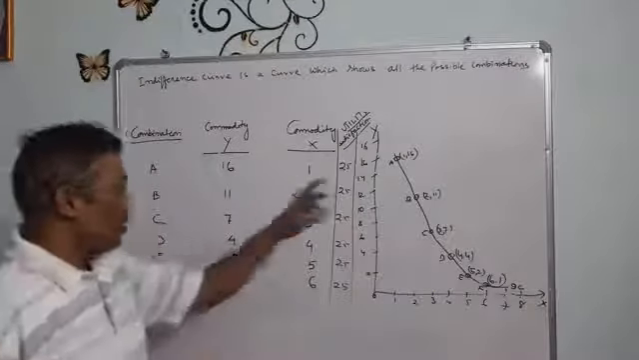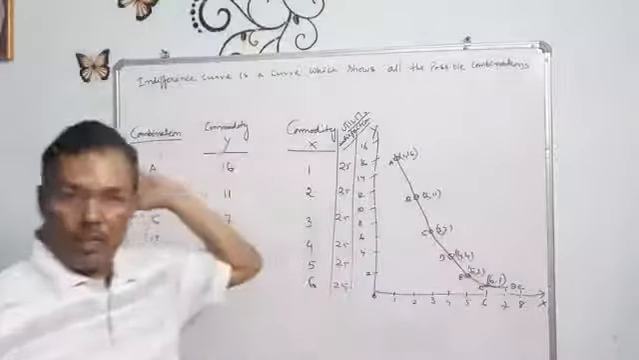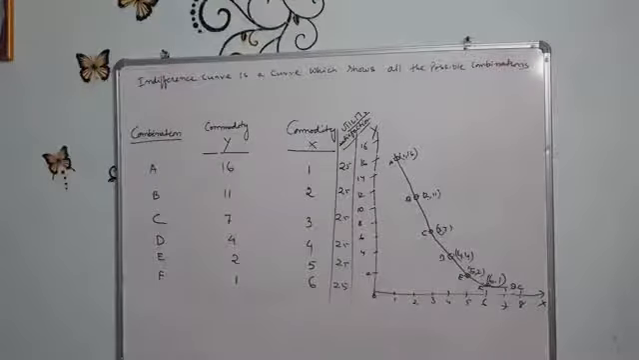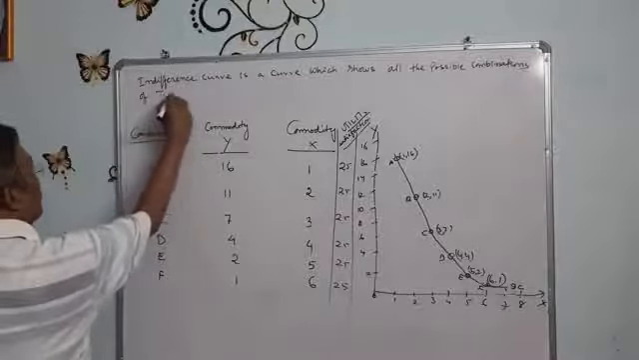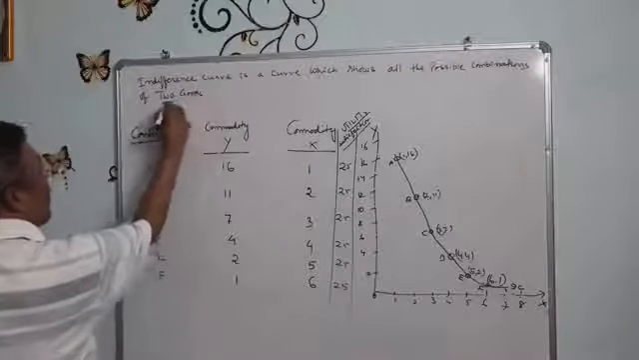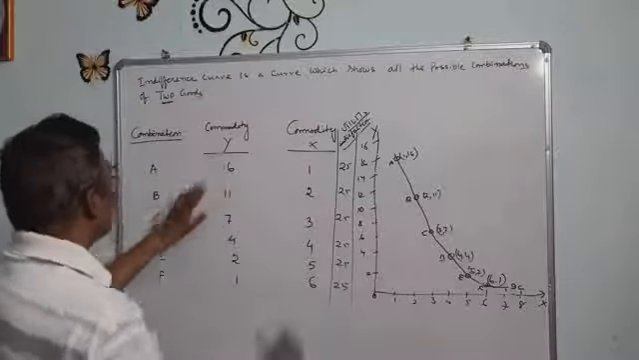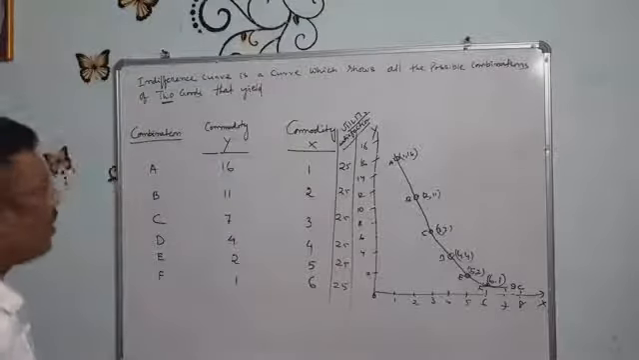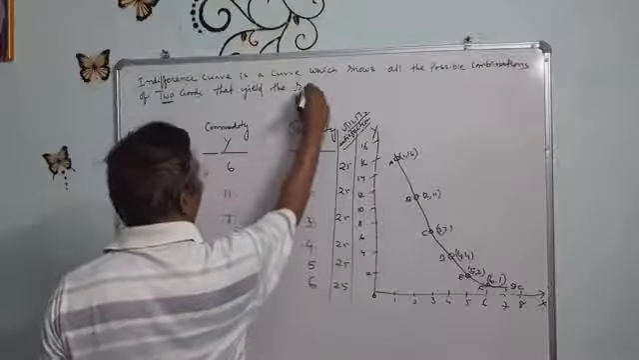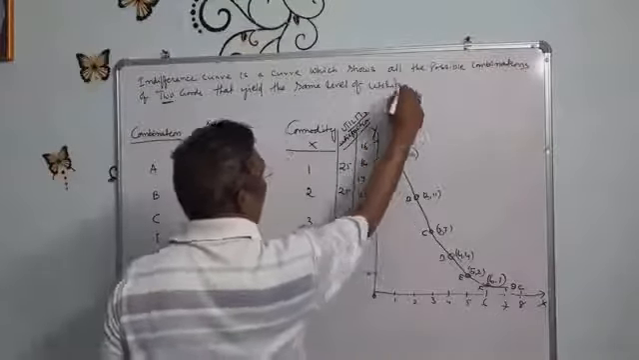All the possible combinations: 16, 2-11, 3-7, 4-4, 5-2, 6-1. All these are the possible combinations of two goods, goods X and goods Y, that yield the same level of utility or satisfaction.